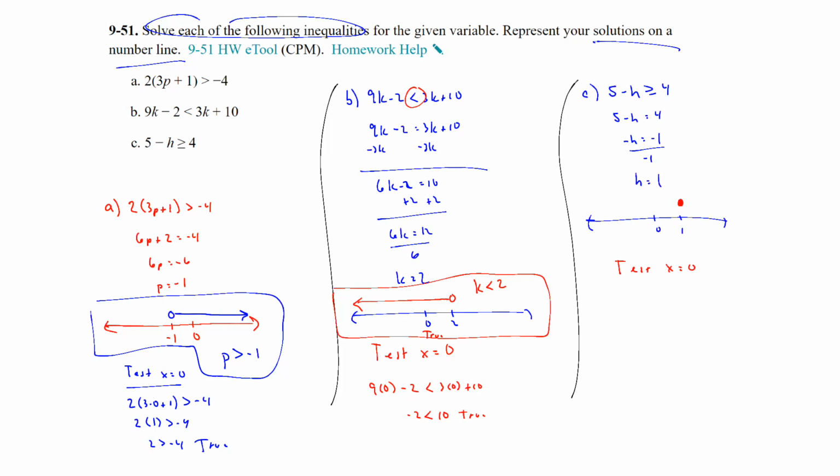So I'm going to test x equals 0 again. Plug 0 in for h. 5 minus 0 is greater than or equal to 4. 5 is greater than or equal to 4. That is a true statement. So we will go in that direction of the 0. Now, on all of these, it looks like they just so happen to be true on the point that I picked. But if you pick a point that is on the other side, you will find out that it is false. And if it's false on that side, then it's going to be true on the other side. So you know which direction to go. And so our inequality is all values of h that are less than or equal to 1.